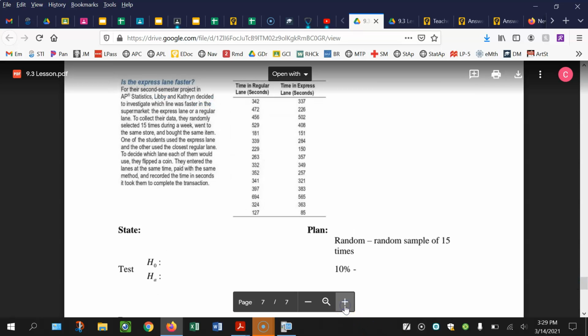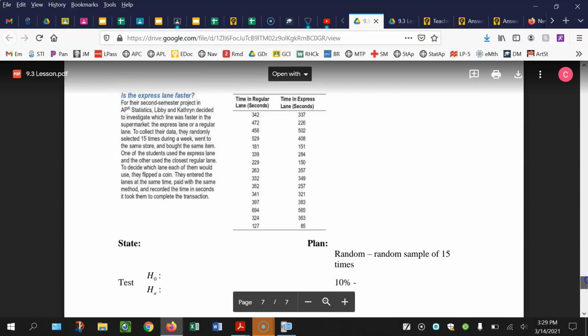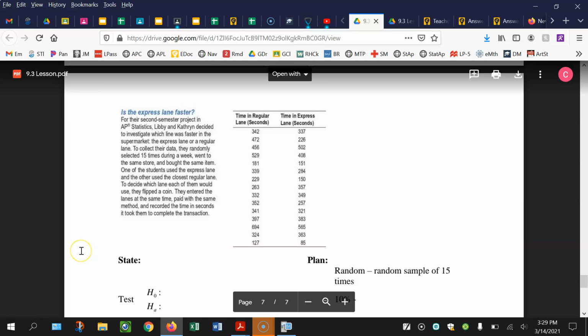So we have this last question. And actually, I'm going to pause it and make a third video for this. This is going to get into the paired data, and this one's ran a little long.